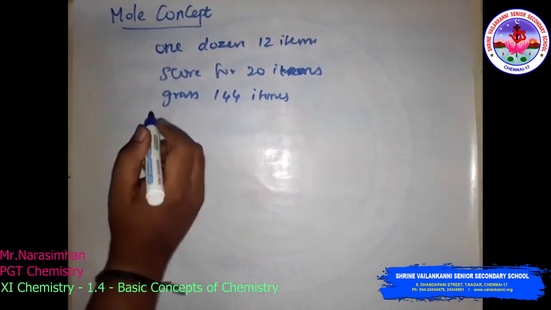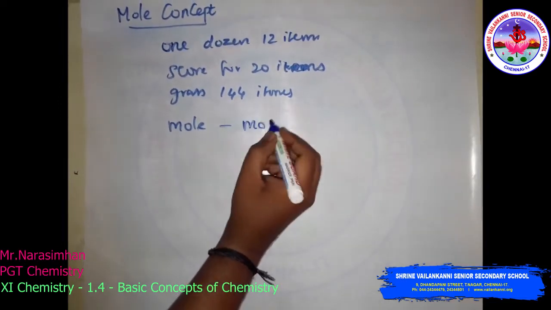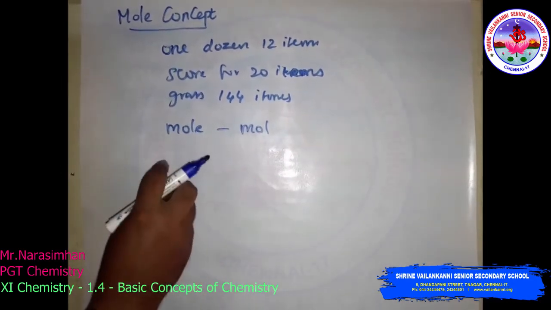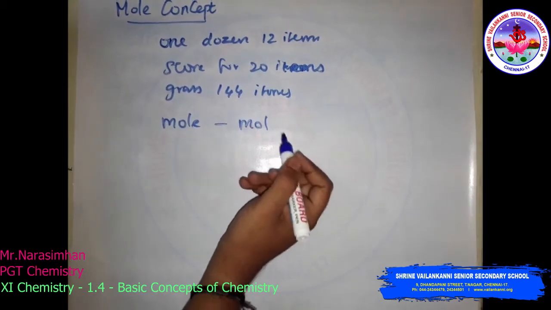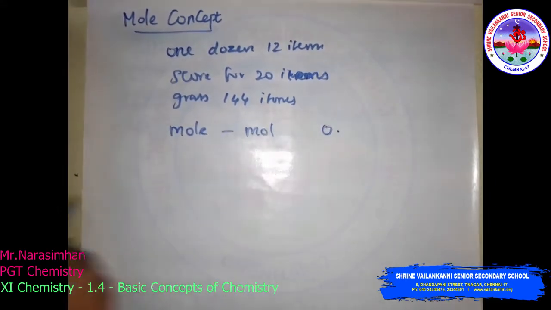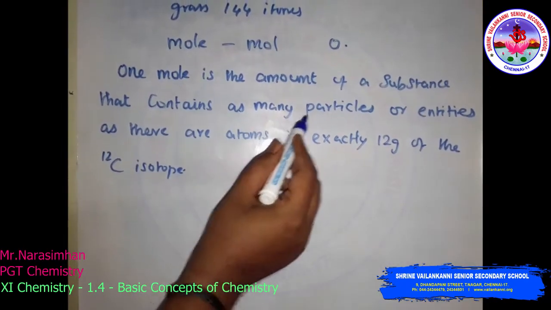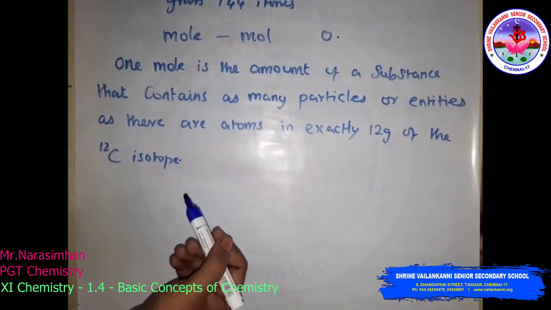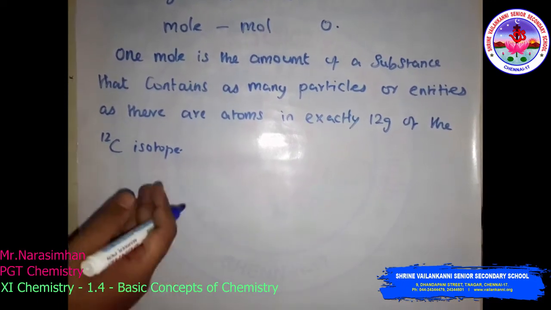The SI system uses the mole concept. The symbol is simply mol. One mole is the amount of substance that contains as many particles or entities as there are atoms in exactly 12 gram of the carbon-12 isotope. A substance always contains the same number of entities, no matter what the substance may be.